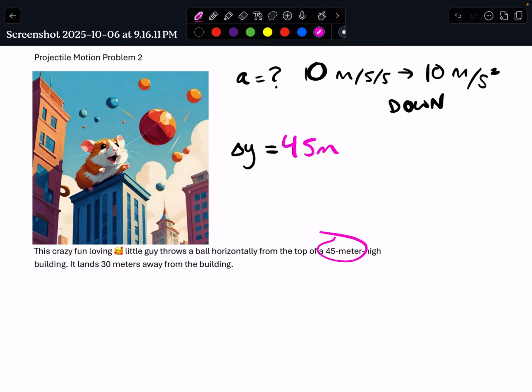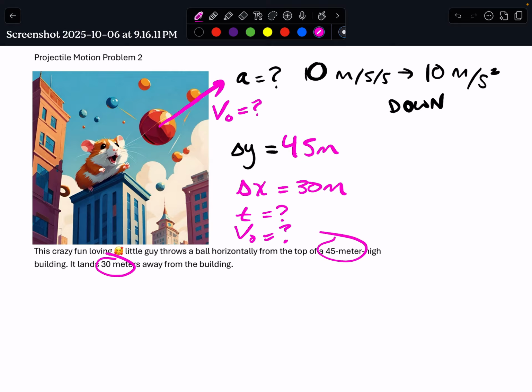Ooh, you know what else? It lands 30 meters away from the building. That's horizontal distance. That's delta x. And then, well, we don't know how long it takes to land. And in this problem, we also don't know how fast this little guy threw it. What was this guy's initial velocity? That's going to be a question here, right? So what is V naught?